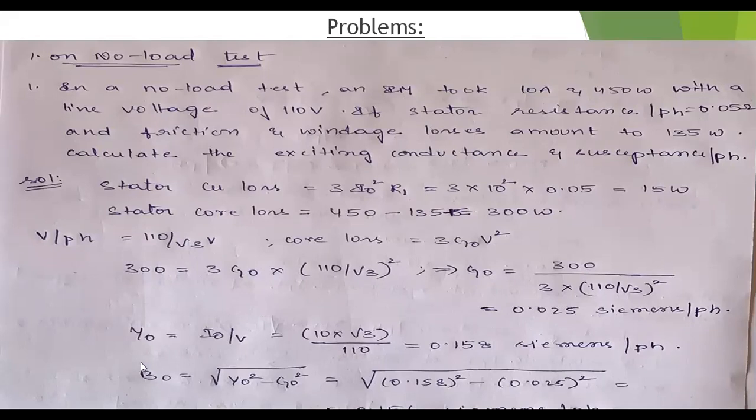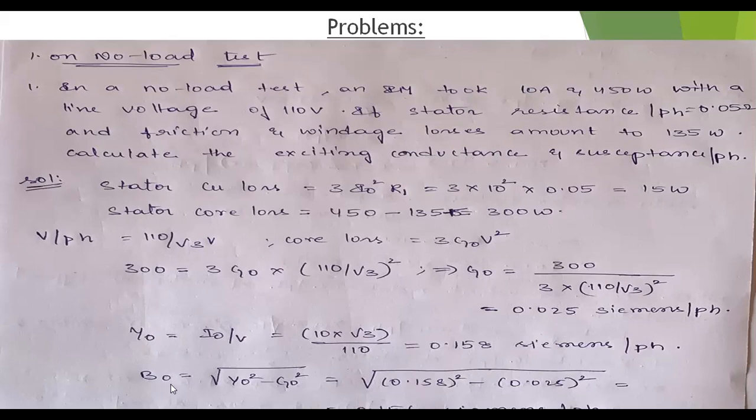Conductance. Next, Y naught, admittance value. For finding the value of B naught, susceptance, we have to find out the admittance Y naught. So admittance Y naught is equal to I naught by V. I naught value is 10 here. Per phase we have to take, divided by root 3, by voltage 110. That is equal to 0.158. The unit of Y naught admittance is Siemens, so Siemens per phase is calculated. We have to calculate everything per phase.